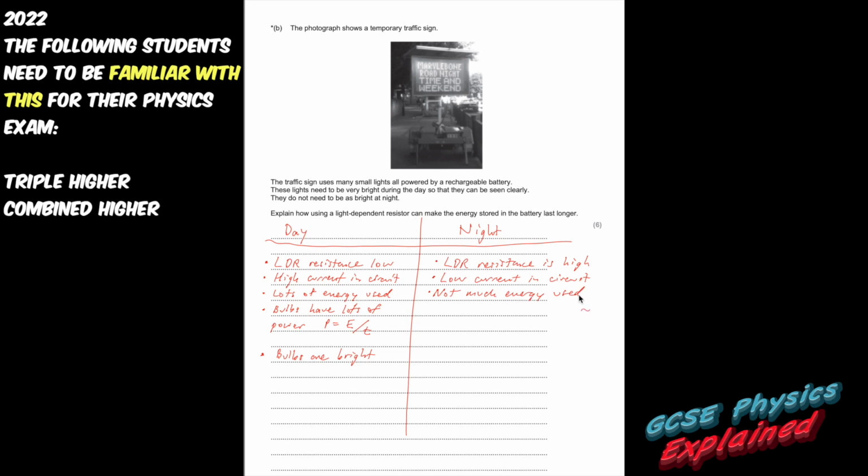If you wanted to back that up with an equation, use this: energy is current times time times voltage. So if the current is less, then the energy will be less. Now the bulbs won't be very powerful, but that's absolutely fine. They don't need to be as bright at night. Now although we won't get a mark for saying that because it's already said here, we can now go on to say that the battery is using less energy at night, so the battery will last for longer.